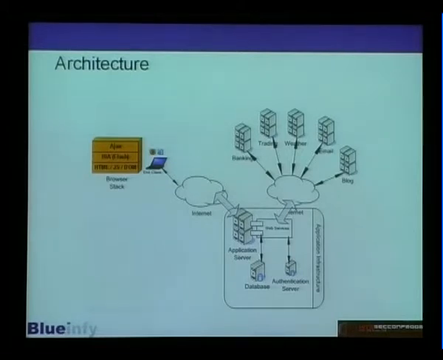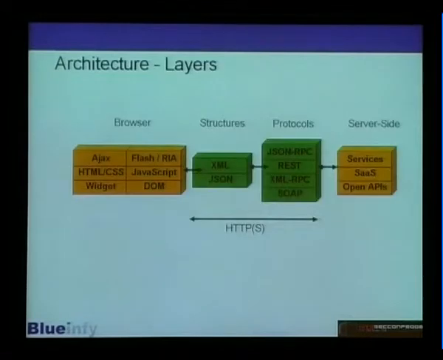So what we are looking at is a great rise of mashup applications, where one application uses more than 5 or 6 applications at the same time. So you have a mashup from eBay and a mashup from Google Maps and such. If you look at the layers of these Web 2.0 applications, what you have is a browser with Ajax, Flash, RIA, HTML, CSS, JavaScript, widgets and DOM. These are all the client layer components that get utilized.